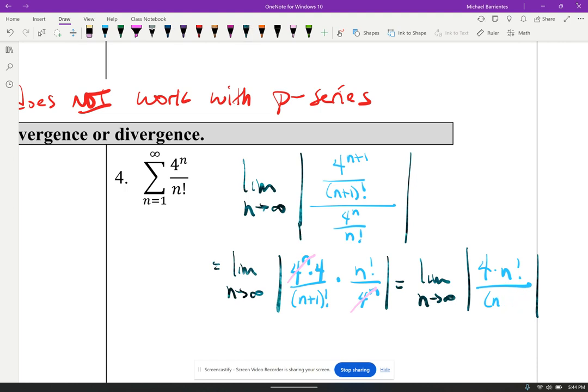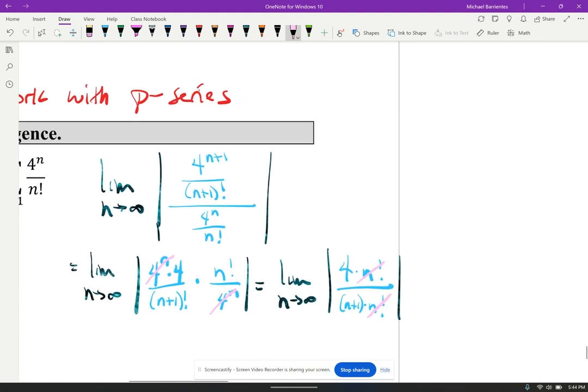Oh, well, the denominator is really n plus 1 times n factorial, because it's n plus 1 times n times n minus 1 times n minus 2 times n minus 3 times yada, yada, yada, all the way down to 1. So this is really n factorial. And then I can reduce the factorials. So really, I'm just taking the limit as n approaches infinity of 4 divided by n plus 1. And if you take that limit, you should know that this equals 0. That is less than 1, so the series converges.